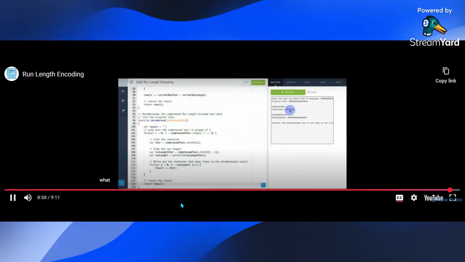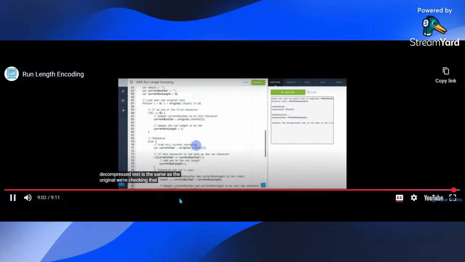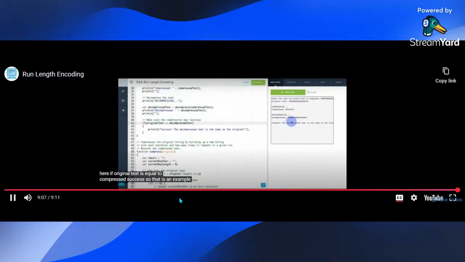Look at that, success. The decompressed text is the same as the original. We're checking that right up here: original text is equal to compressed, success. So that is an example of a compression algorithm. Now it's your turn to give it a try.